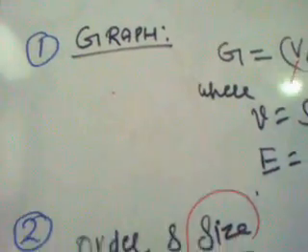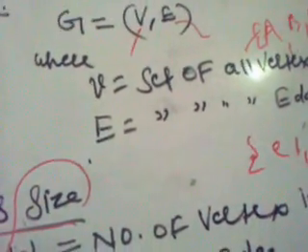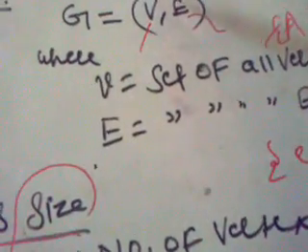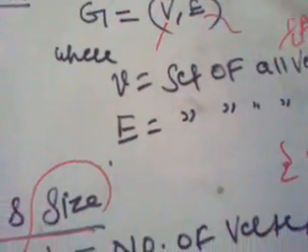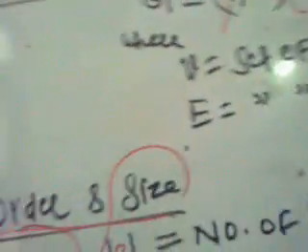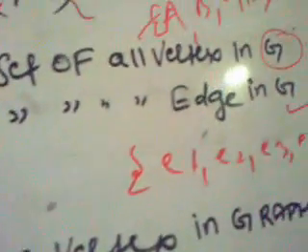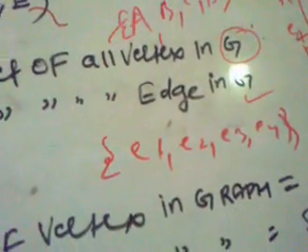So firstly, what is a graph? A graph is basically related to two terms: V and E. V is called a vertex and E is called an edge. I have defined V as the set of all the vertices in the graph G, and E as the set of all the edges of graph G.